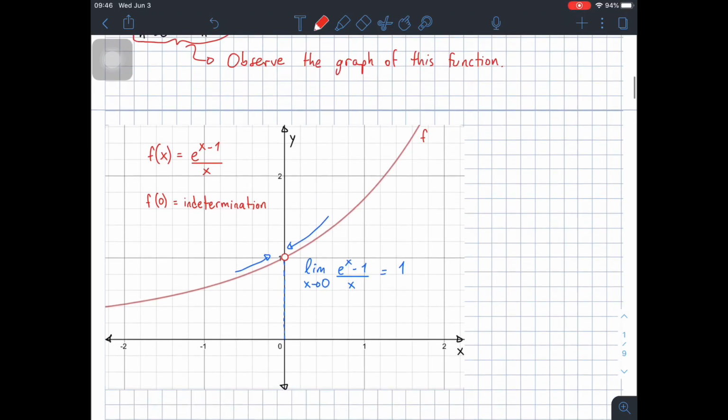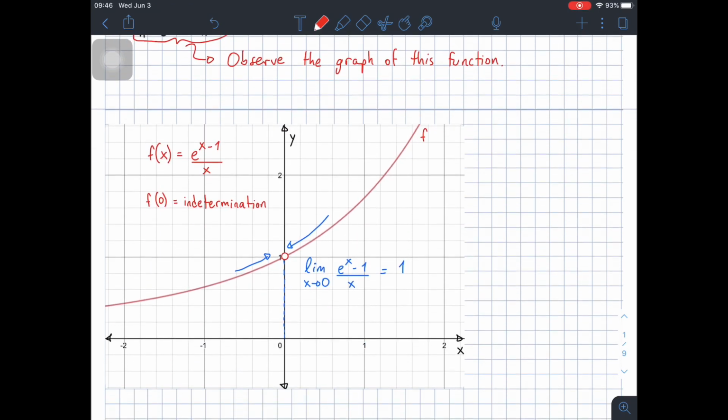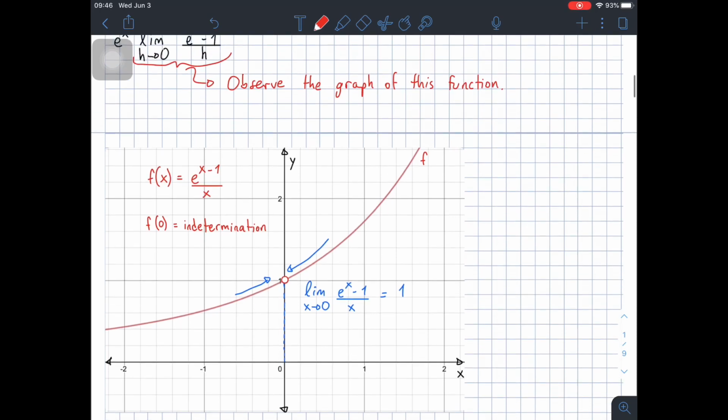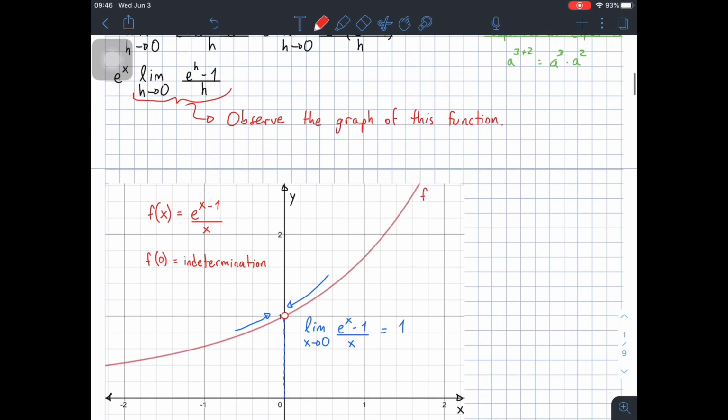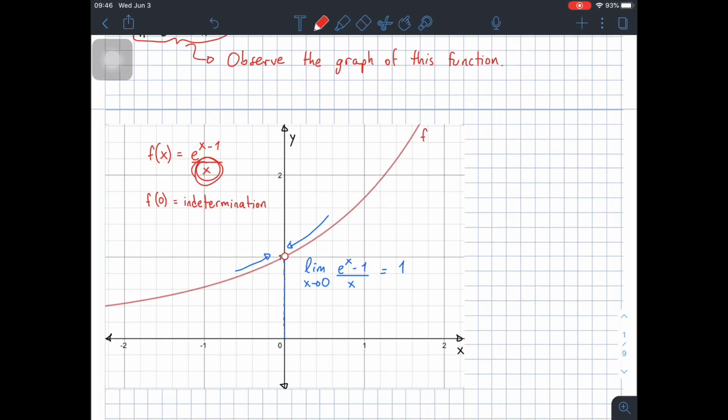I know that for f of 0, when x equals 0, this is an indetermination, right? Yes, it'll be an indetermination because I'll get something over 0, something divided by 0. Actually, it's better if we call it undefined here. Undefined.